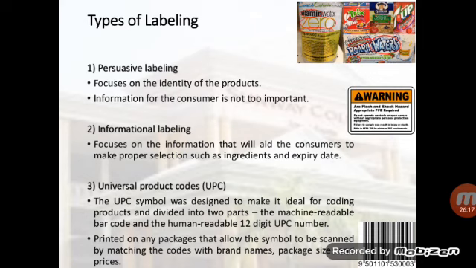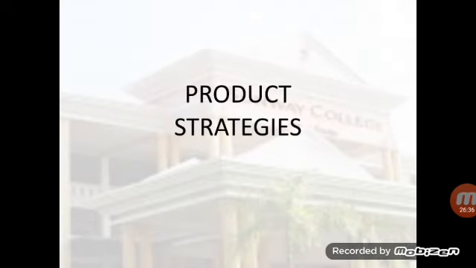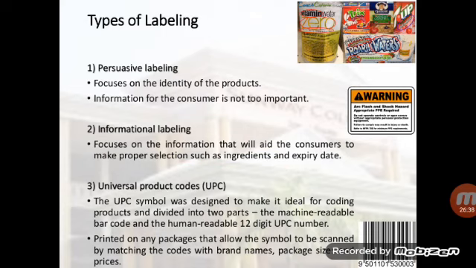Next is informational labeling. All these warnings, it is a hazardous product, it is a poisonous product. So it gives you the information first. It focuses on the information that will help the customers to make proper selection of the product based on the ingredients and the expiry date.